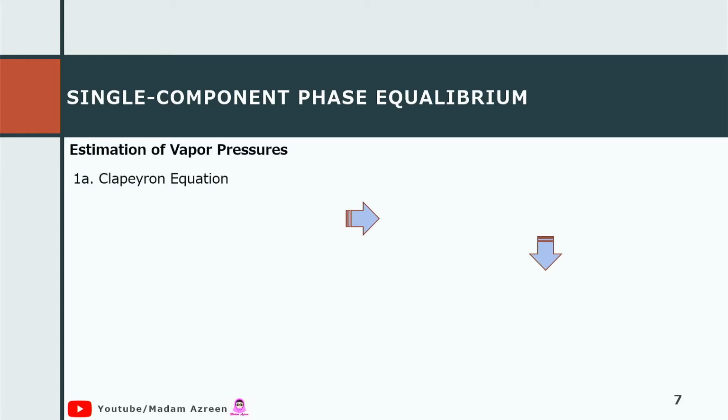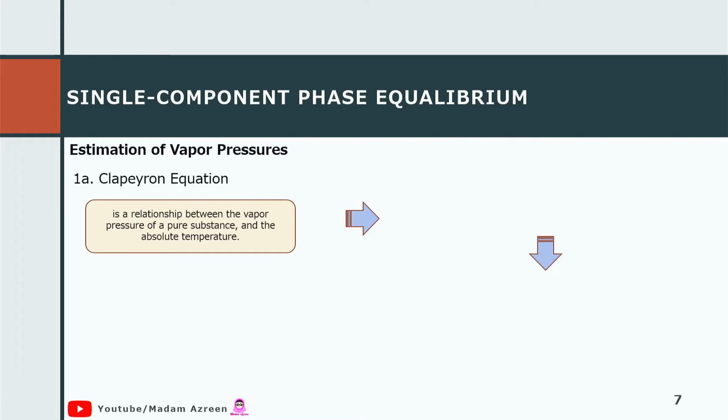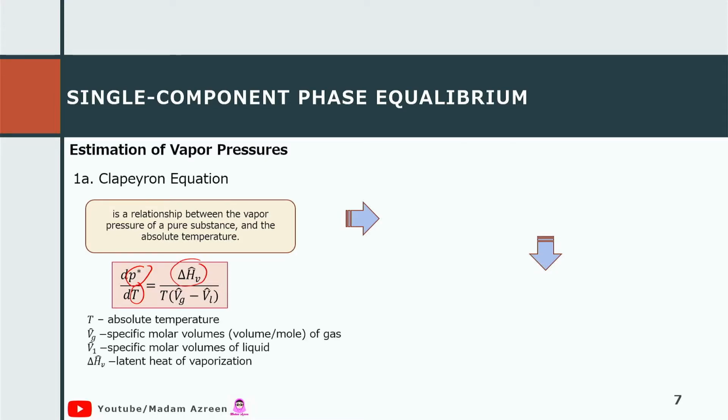The first one, they are using this equation. This is called the Clapeyron equation. So it is this kind of equation. We have a vapor pressure, we have a temperature, and the latent heat of vaporization, together with the specific molar volume in a gas and the specific molar volume in a liquid for that substance. Because we learn more about water, so it is for water.